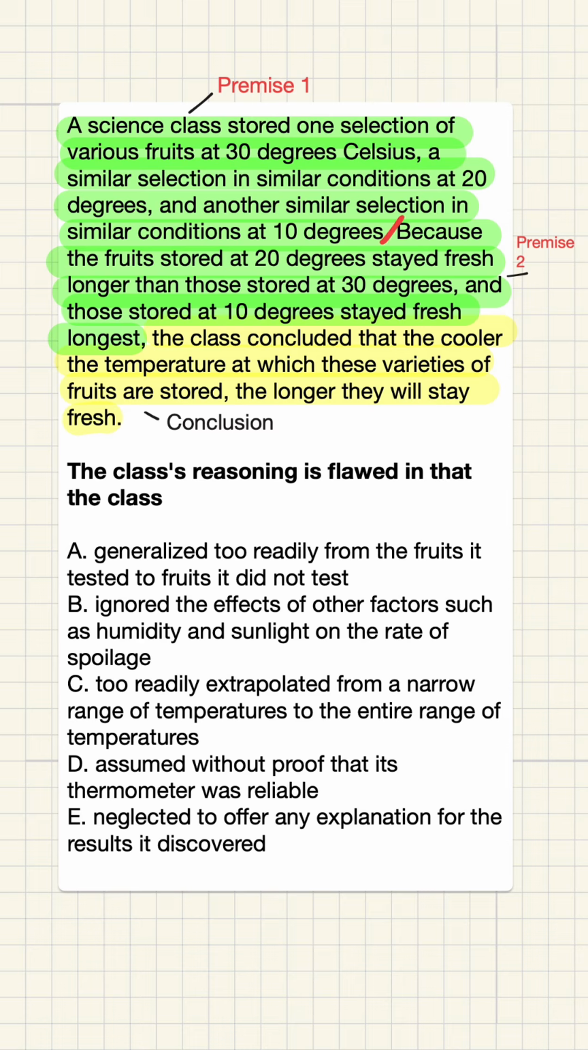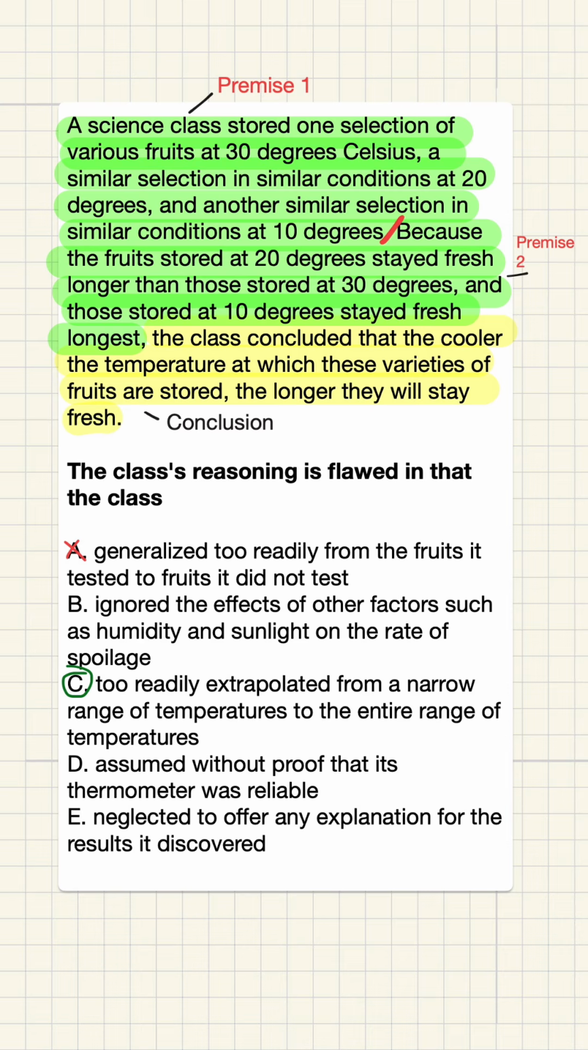That's exactly what answer choice C describes. The class too readily extrapolated from a narrow range of temperatures to the entire range of temperatures. The experiment only showed that cooler was better within the small range tested. Now let's quickly eliminate the other answer choices.